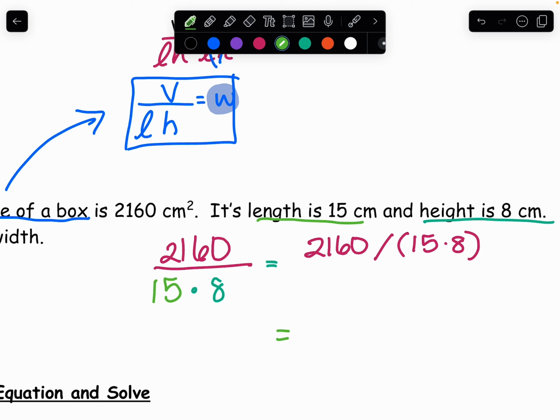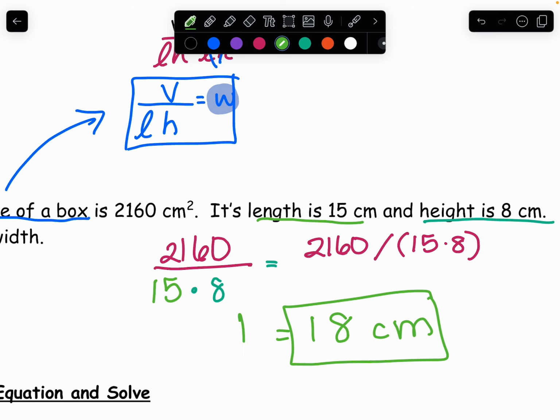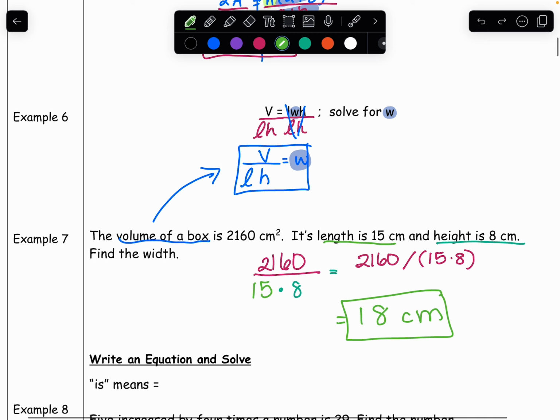Oops, I did not actually solve this. I'm going to plug this in really quickly. Divided by parentheses 15 times 8, we get 18. And because this is a word problem, we would want to have units. So 18 centimeters is the width, not height. So that is kind of a reason why we would want to isolate a specific variable, is we would have certain pieces.